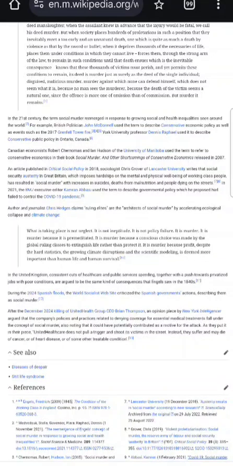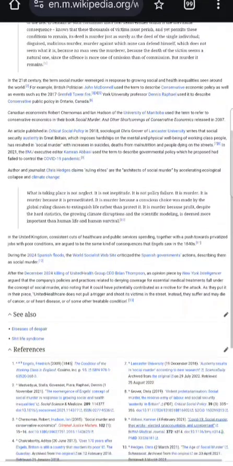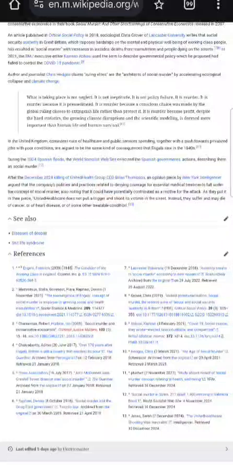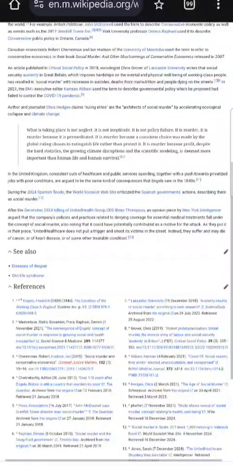As they put it in their piece, UnitedHealthcare does not pull a trigger and shoot its victims in the street. Instead, they suffer and may die of cancer or heart disease or some other treatable condition. And as I said, there are lots of other sources that are cited at the bottom of the Wikipedia page on social murder.